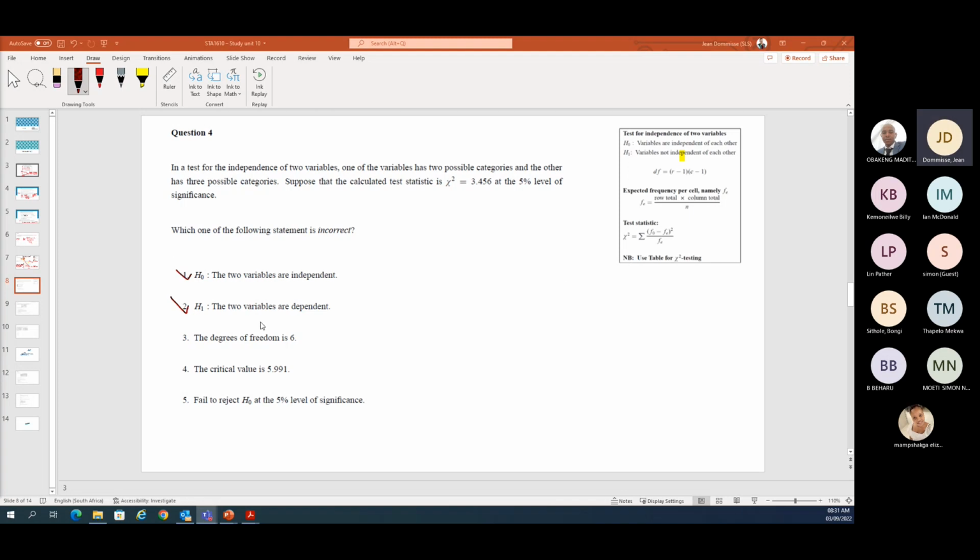Okay, so those two are sorted. We're still looking for incorrect. Then your third one. So let's check. Done that. Degrees of freedom.